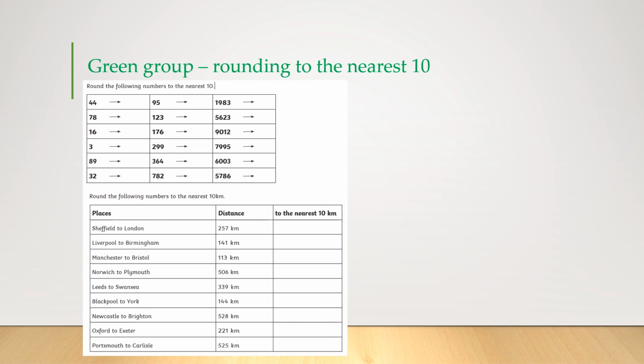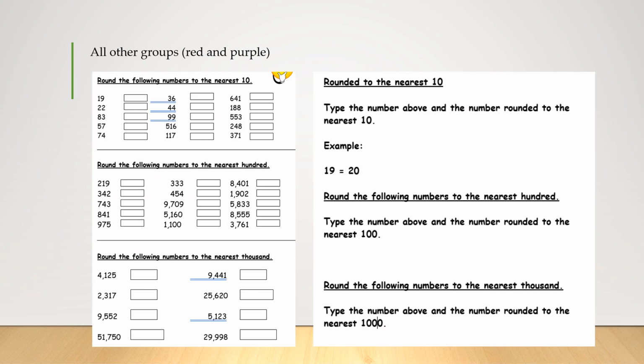Okay, if you are in green group, you are just rounding to the nearest 10, and the numbers only go up to as high as 1,000. So remember that rule from the previous page. I want to see you drawing number lines on a piece of paper to help you, flicking back through to the rules and how I did it on some of those examples there. Okay, good luck. Off you go.